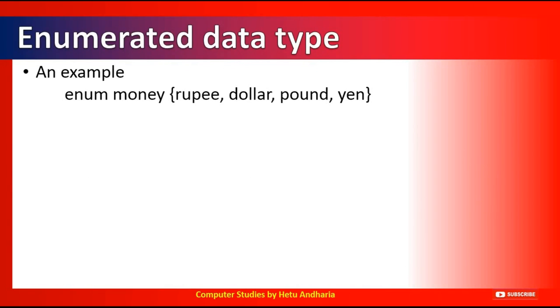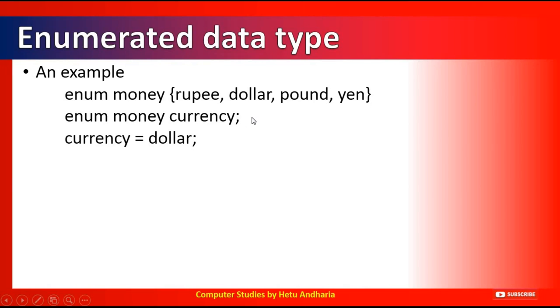An example, enum money. In curly bracket I have written 4 things, rupee, comma dollar, comma pound, comma yen. Second statement is enum money currency. Here I have forgotten to do semicolon after the first statement. Semicolon will come after each statement. And then currency is equal to dollar. So here I have typed 3 statements to explain you the enum data type.